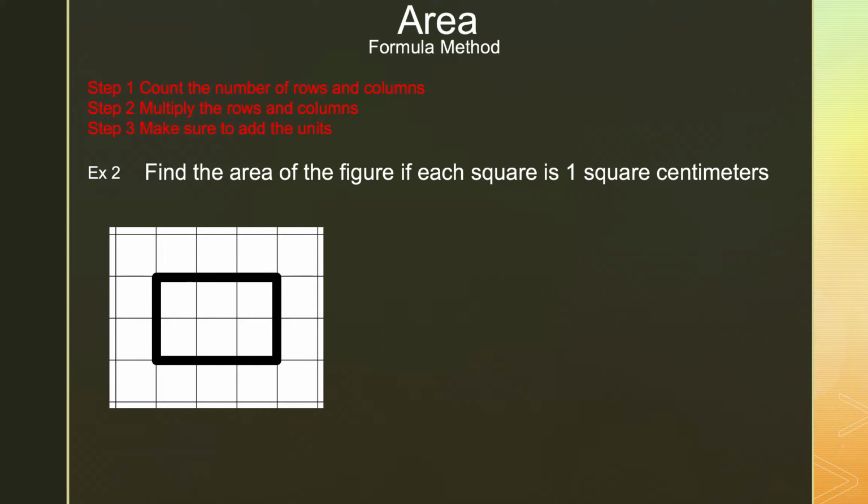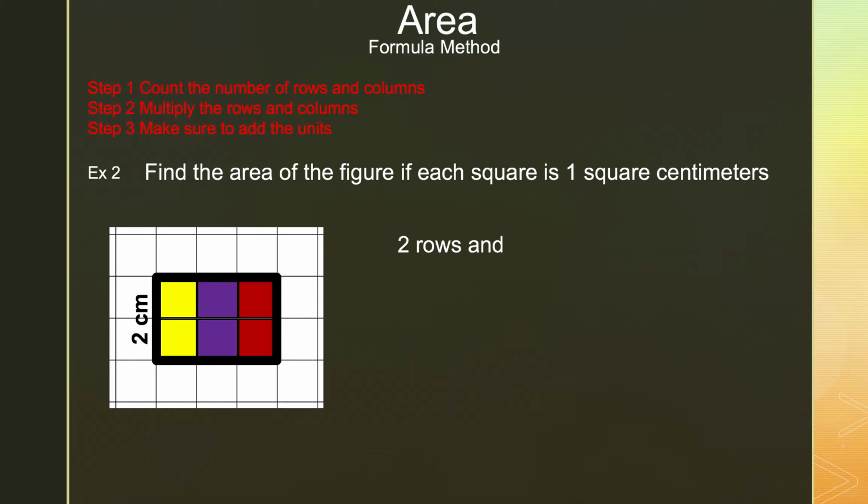Now let's take a look at example 2. In this case, we just rotated the shape or rectangle. So now we're going to count the number of rows. In this case, we have 2, because as you can see, there are 2 colors. So that means the length is 2 centimeters, and we have 2 rows. So therefore, let's go ahead and count the columns.